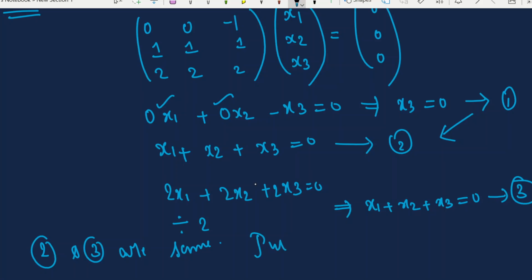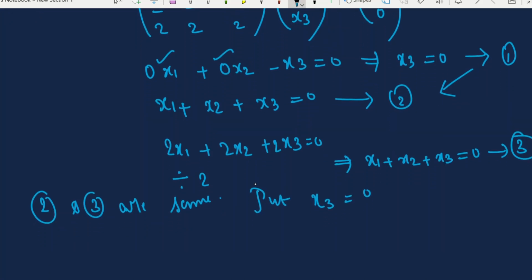So put x3 is equal to 0. So x1 plus x2 plus x3 is equal to 0, with x3 equal to 0, so x1 plus x2 is equal to 0. So x1 is equal to minus x2.